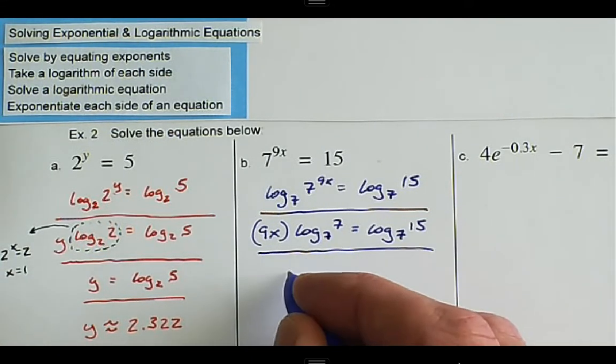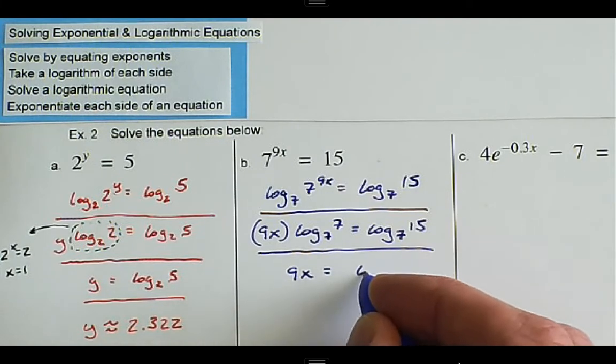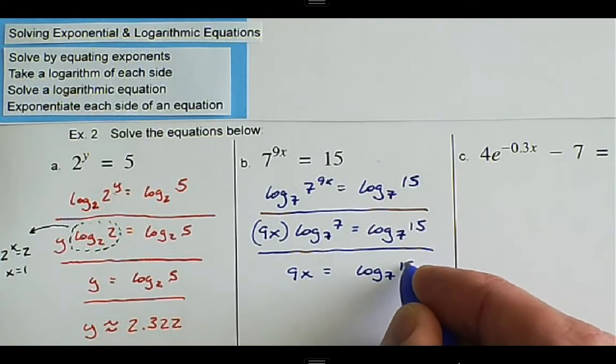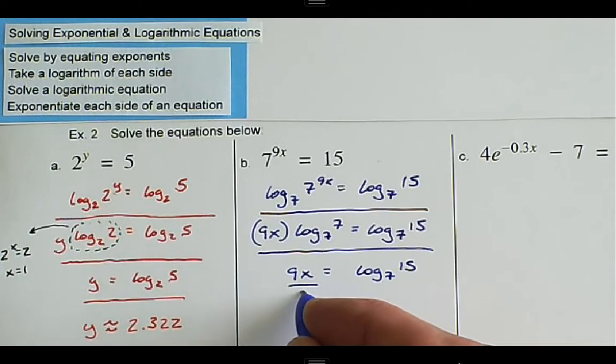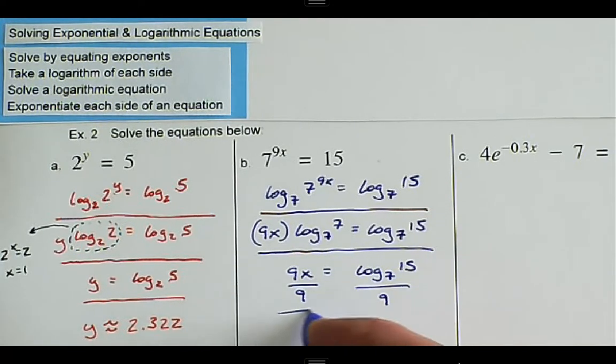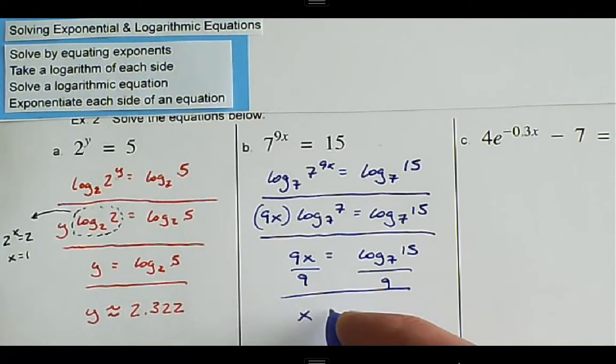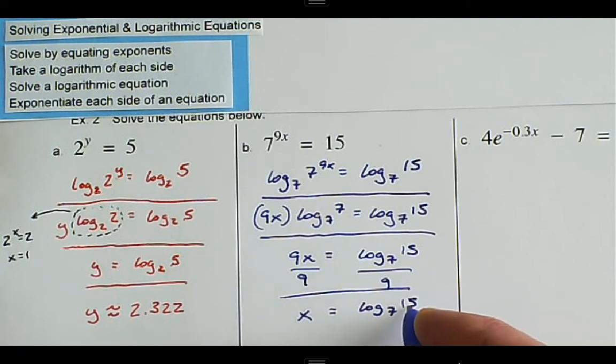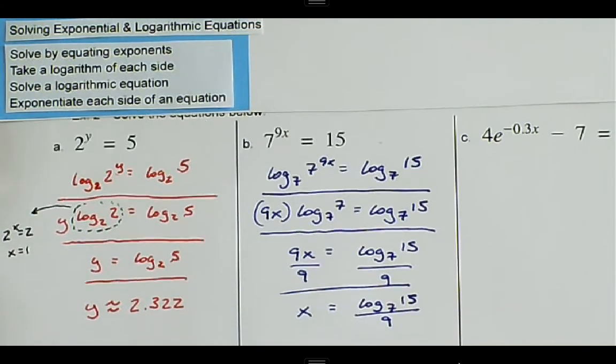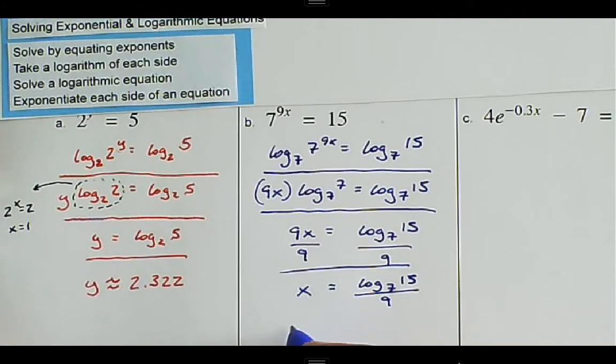And so we get 9x is equal to log base 7 of 15. And then we can divide both sides by 9. And then we get x is equal to log base 7 of 15 divided by 9, which in this case we can approximate. And we get x is approximately equal to 0.155.